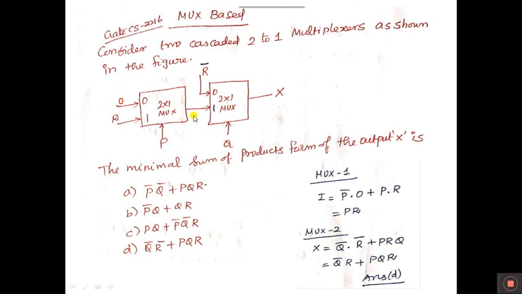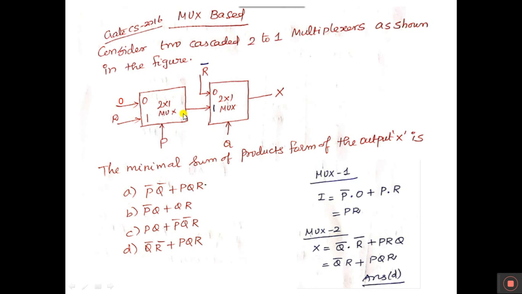So first we consider multiplexer 1. The selection line given for the first multiplexer is P. So we can write the equation P bar into 0 plus P into R. So P bar into 0 plus P into R, this term becomes 0. Now the output of the first multiplexer is PR.